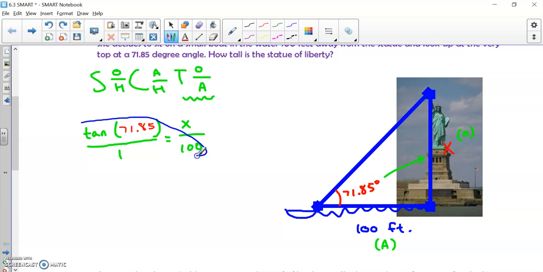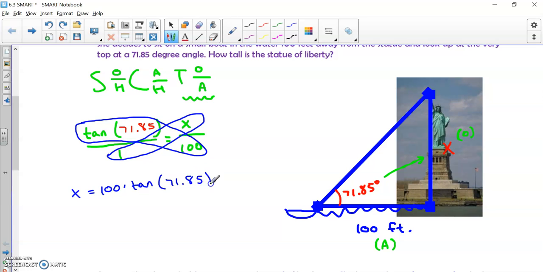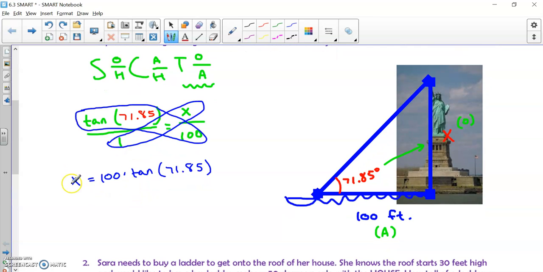So this is our first diagonal, and this is our next diagonal. If we start with this diagonal right here, 1 times X is equal to just X. And then the other diagonal is 100 times the tangent of 71.85. It doesn't matter which diagonal you start with; either way, it'll be the same thing. At this time you should notice that the X is already by itself, so we don't have to do any extra work to get it alone.